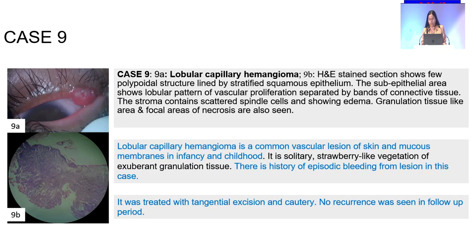Our ninth case was a lobular capillary hemangioma, which is a common vascular lesion of skin and mucous membrane in infancy and childhood. There was a history of episodic bleeding in our case. It was treated with tangential excision and cautery.